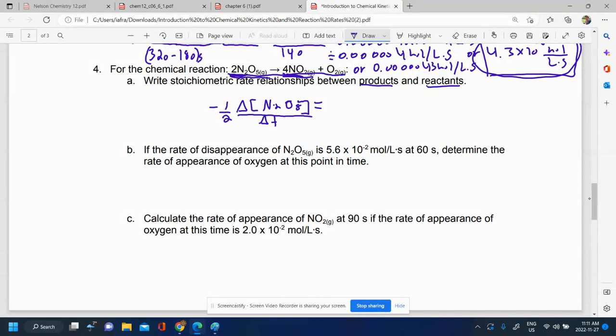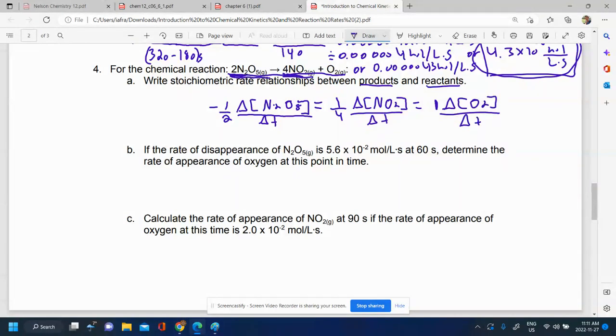so now we're on the product side, so we don't need any more negative signs. 1/4 of the change of the concentration of NO2 over the change in time, which is going to be equal to, there's no coefficient there, so 1. You don't really have to put that, but I'll put it anyways just to show you. There is a coefficient. It's a 1, but it's 1 over 1, so it's equal to 1. So change in the concentration of O2 over change in time.